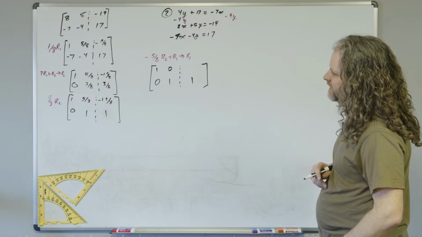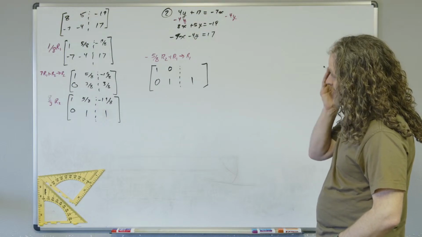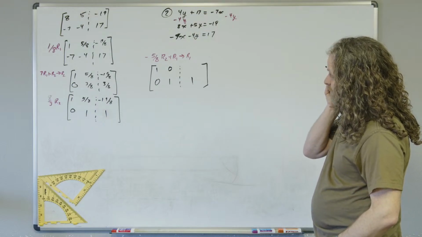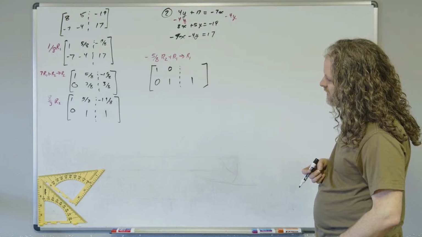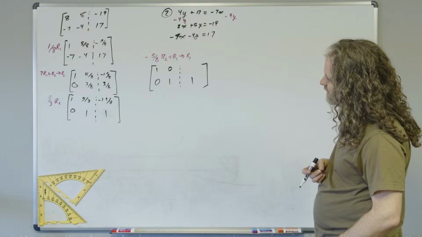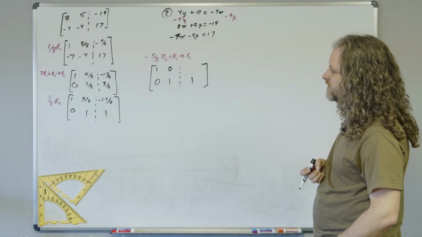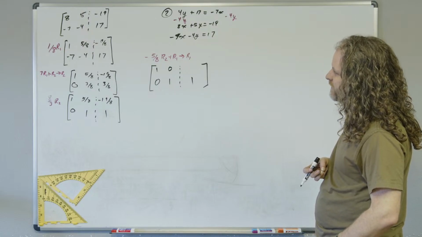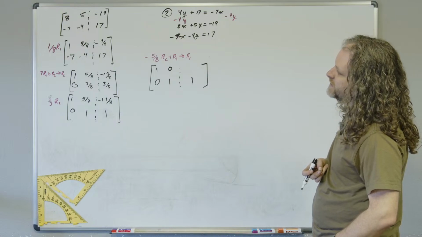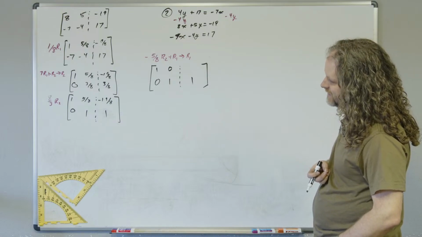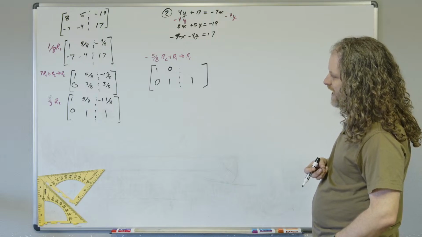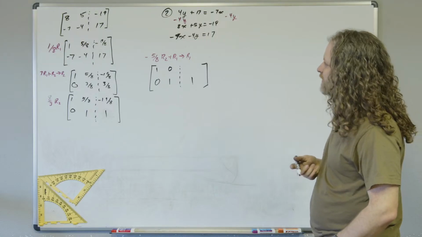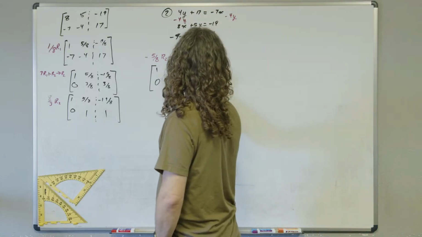Negative 5/8 times negative 19/8 is going to be something stupid looking. Oh no, negative 5/8 times 1. Negative 5/8 times 1 is negative 5/8. Negative 5/8 plus negative 19/8, which is negative 24/8, which is also negative 3.